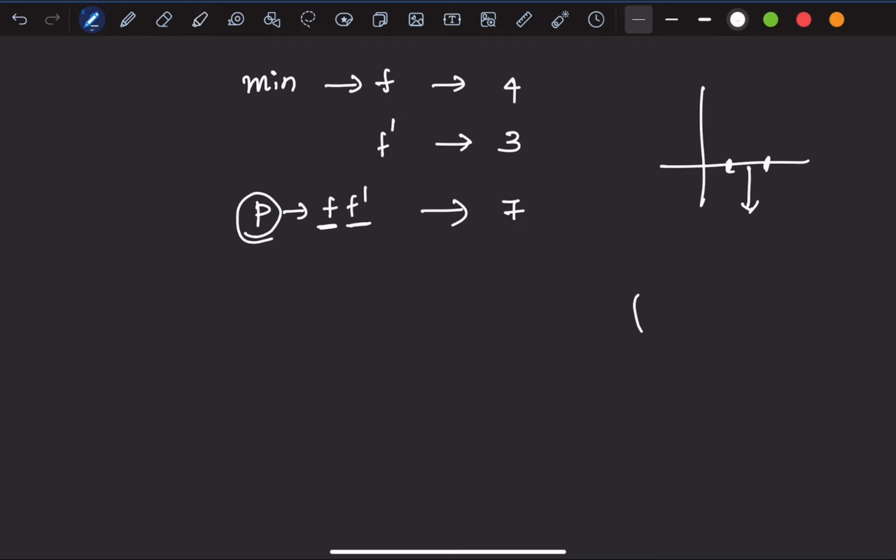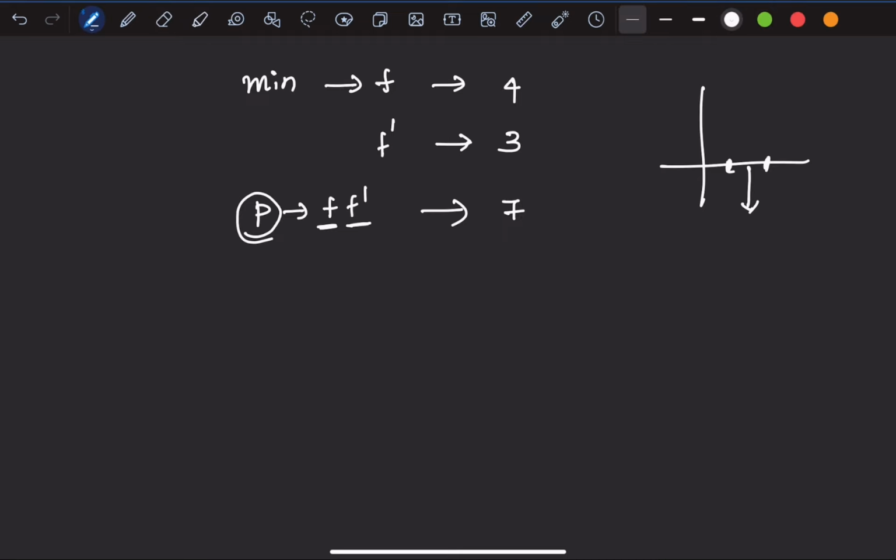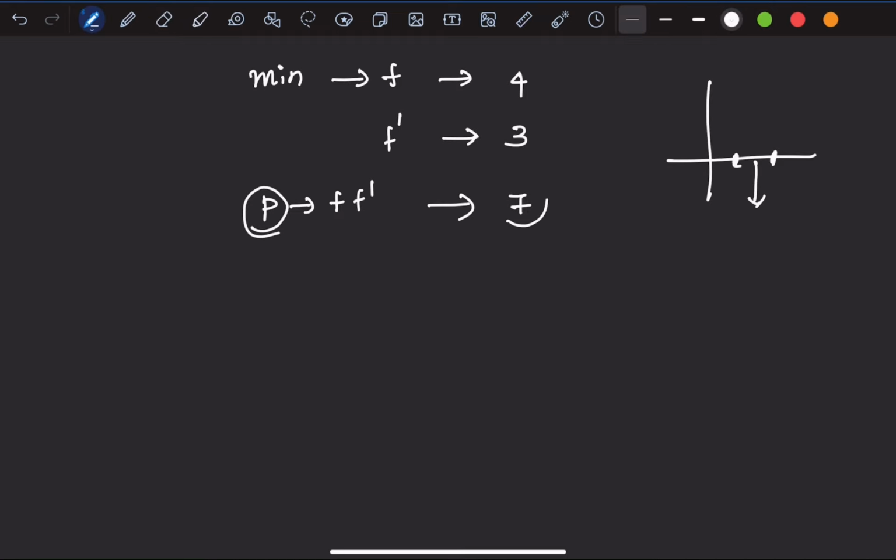Alright. So let's say you have a function like this, x minus 1, x minus 2. This is f of x. And let us say f dash of x is something like this, x minus 3. This has 2 roots, this has 1 root. When you do the product, it will have 2 plus 1, 3 roots, something like that. Alright. Now, we got the minimum number of roots of p as 7.